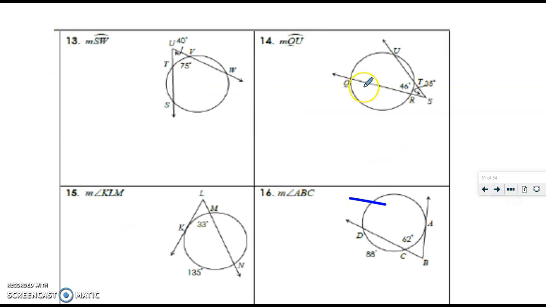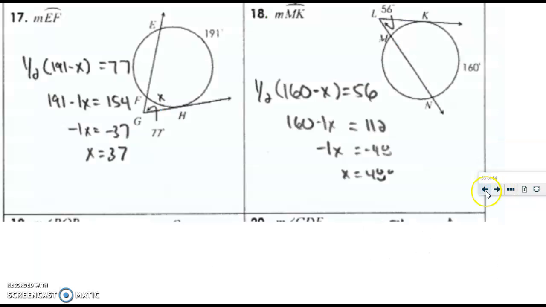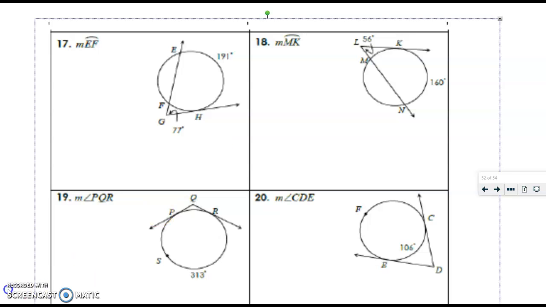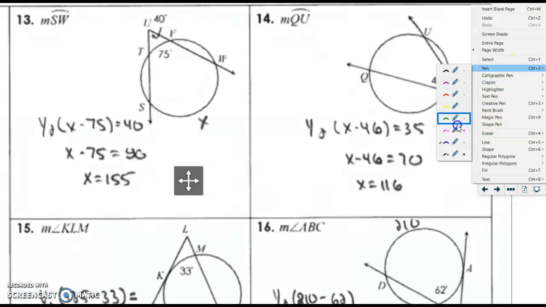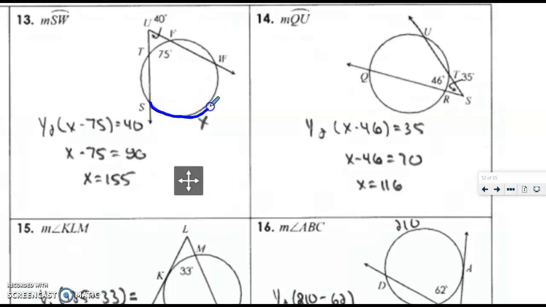Okay, guys, so I asked you guys to try to look at these questions for me. And so when I looked at this, guys, for number 13, I know I'm looking at this arc and this arc. So I'm trying to find the difference of those two. That's why I got x minus 75. Half of that difference is going to equal 40. So when I solve that, I got 155. And then we would do the same thing with this one. We got 46 and this arc, which we'll call x. We're taking half of those two arcs, and it's going to equal 35. I get it to be 116.